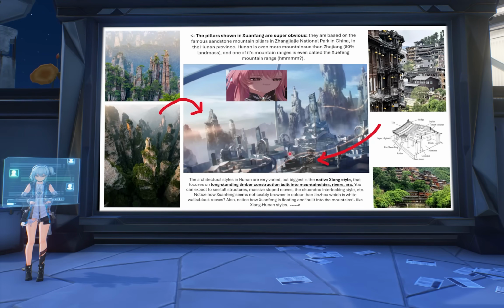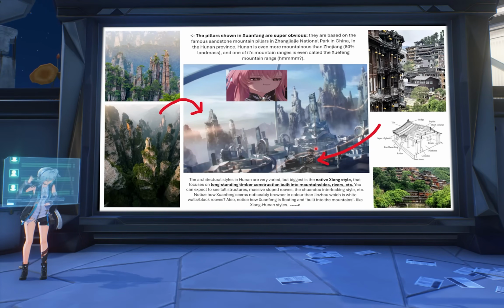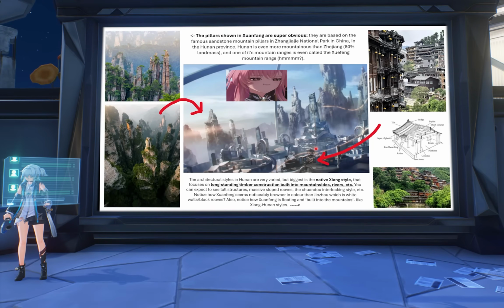which actually makes a lot of sense, because if you also look at, for example, the architecture, what the buildings look like, they look a lot different from Jinzhou, right? They're a bit similar, but a little bit different from Jinzhou, right? So a couple of things we need to take into consideration.